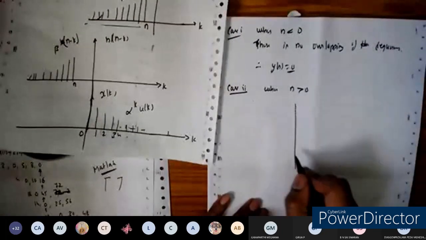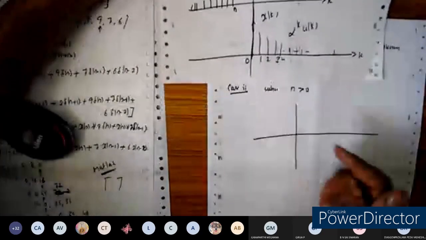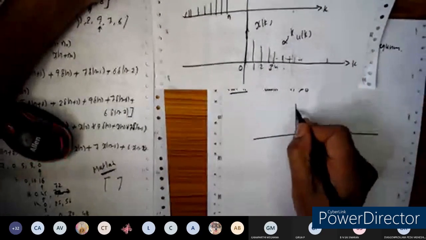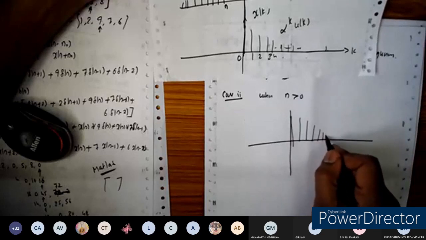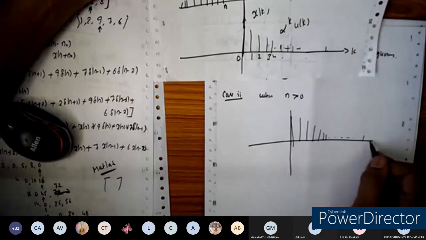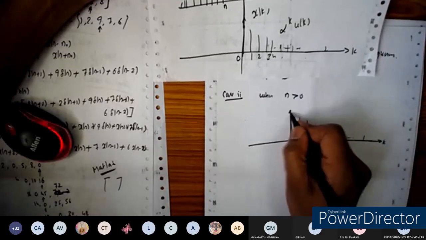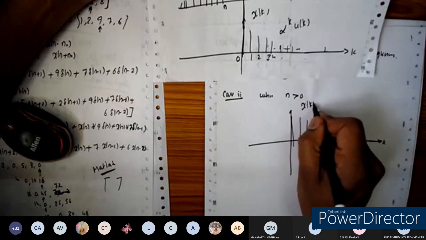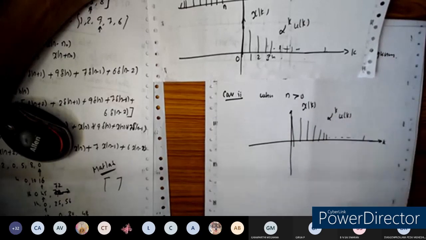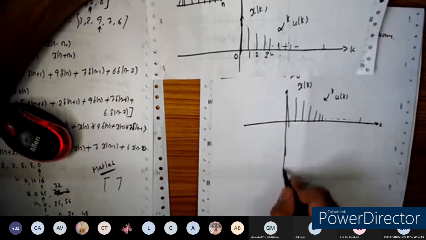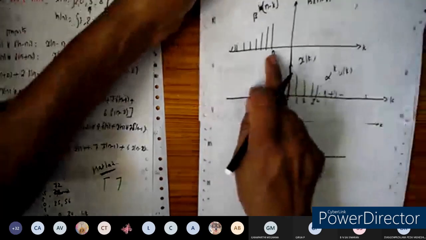First, I'm going to plot x of k. So x of k will be like this, at k equal to 0, then 1, 2, 3, 4, 5, 6 like this. This is k. So this is x of k, which will be equal to alpha to the power of k into u of k.